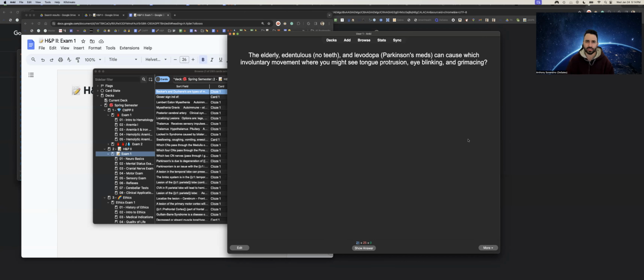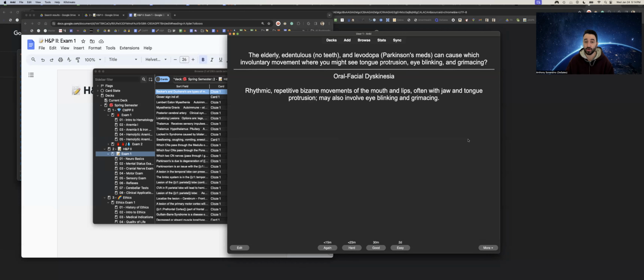The elderly, edentulous with no teeth, and levodopa, which is a Parkinson's med, can cause which involuntary movement where you might see tongue protrusion, eye blinking, and grimacing? Facial tics? I don't know. Orofacial dyskinesia: rhythmic, repetitive, bizarre movements of the mouth and lips, often with jaw and tongue protrusion, eye blinking, grimacing.